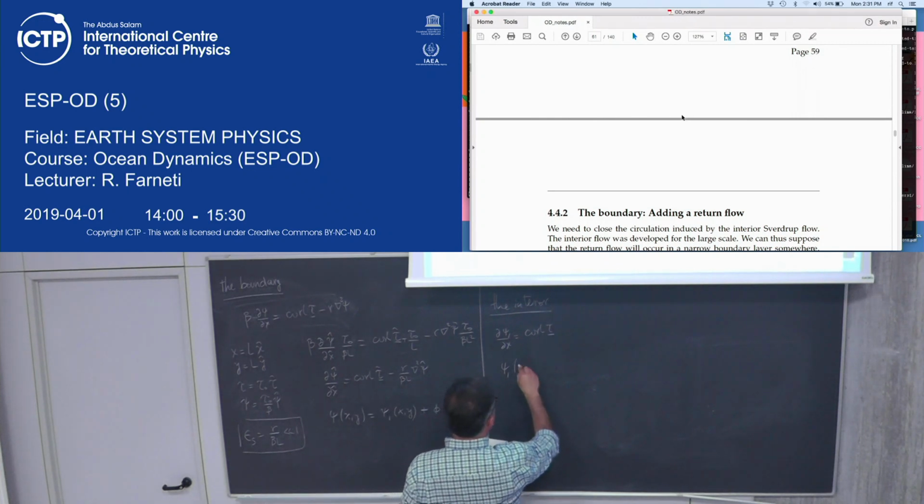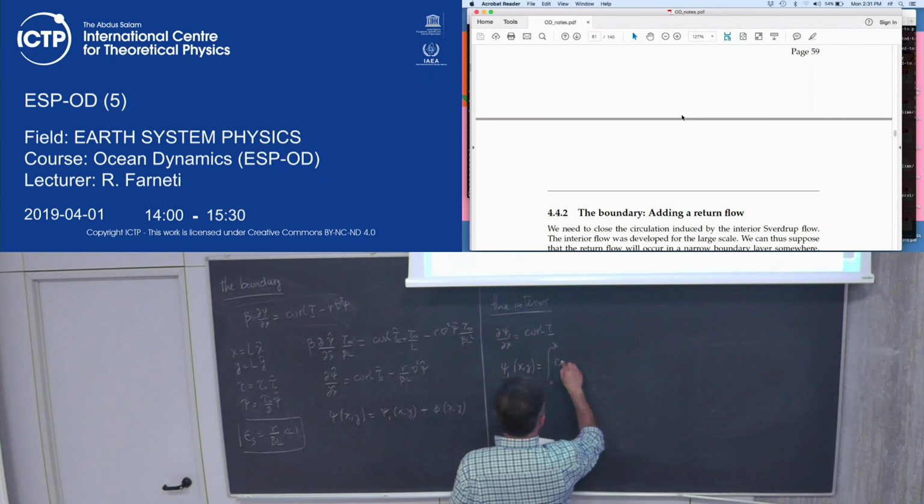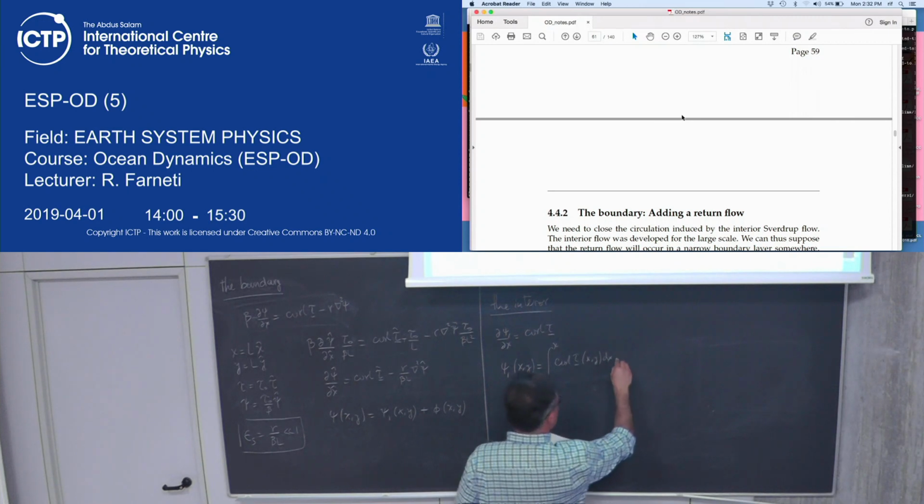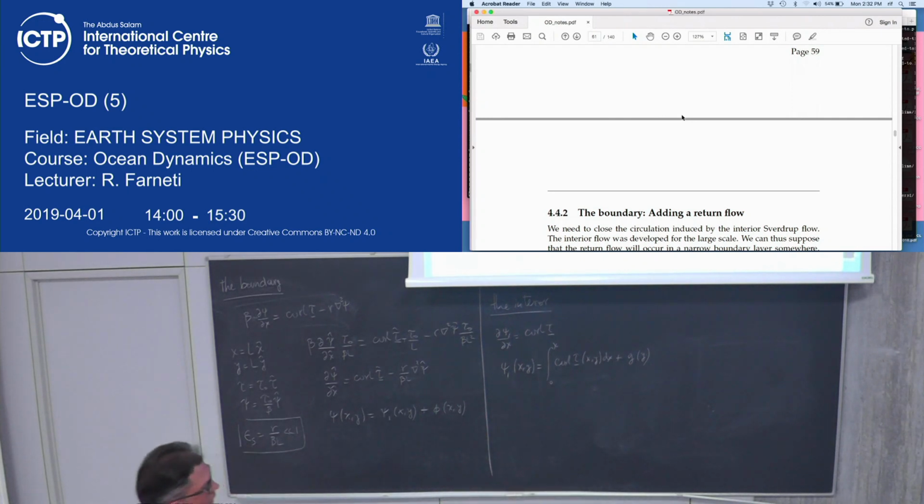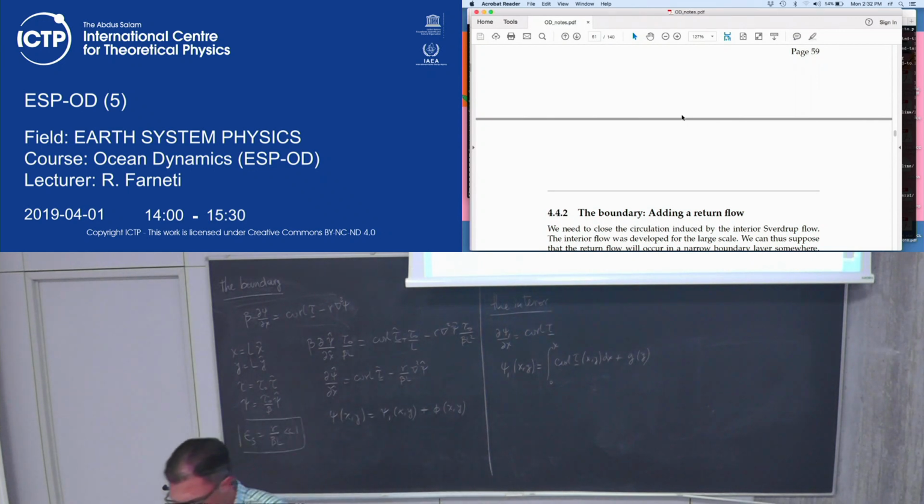You can integrate the interior solution from 0 to x, the curl of tau in this, plus some arbitrary function g, if you do the integration of that. You can write it back in terms of velocities, because we've defined the stream function such that u is d by dx of psi, and v is d by dy of psi.